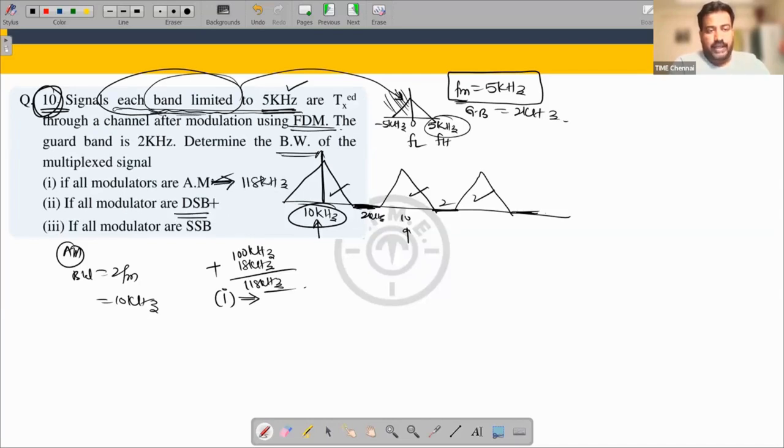If all the modulators are DSB, you know DSB and AM take the same bandwidth of 2 fm, that we discussed in the theory in the previous class. So this will also be 118 kilohertz.